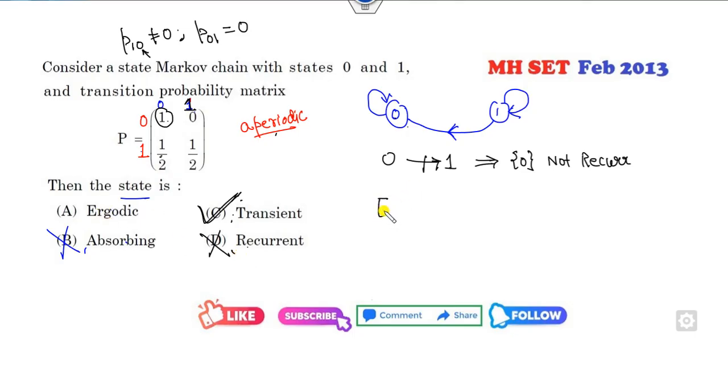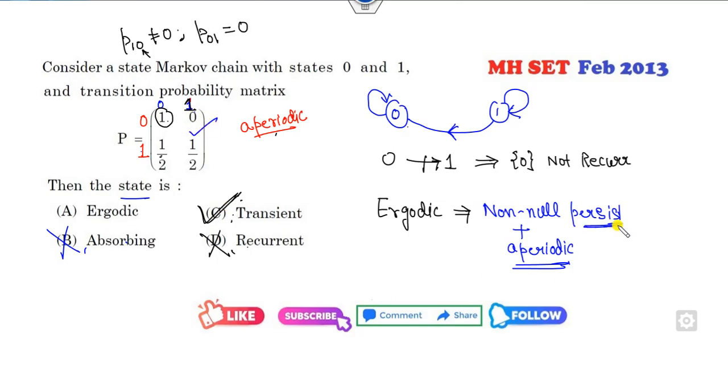Ergodic. What is the meaning of this? It means non-null persistent plus aperiodic. Fine. It is aperiodic, yes, but persistent means recurrent, and it is not recurrent, so this option is also cancelled. Only the remaining option, transient, is the right answer. What is the meaning of transient? If you start from 1, you can go to 0. Is it possible to come back to 0 or come back to 1? Not possible.